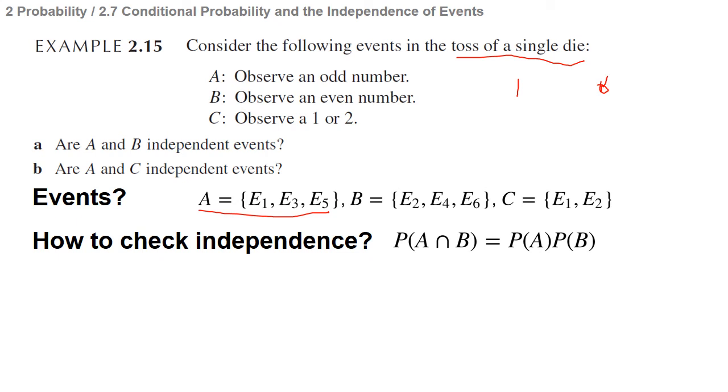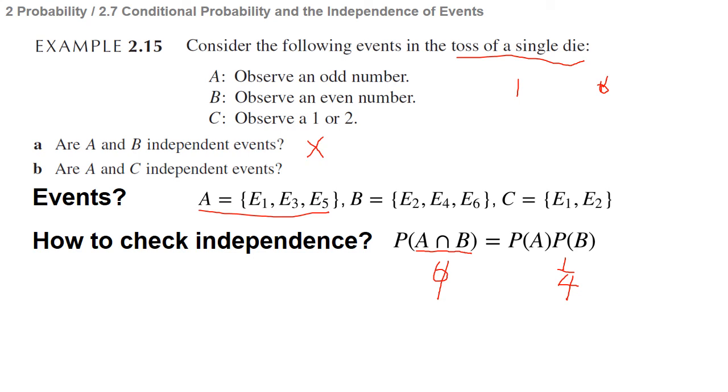Actually, you can do it by yourself since this is simple. The A intersection B is actually nothing for A, so this is zero. And the probability of A times the probability of B is 1 over 2 times 1 over 2, so it is 1 over 4. So for A, are A and B independent events? No, the answer is no here.